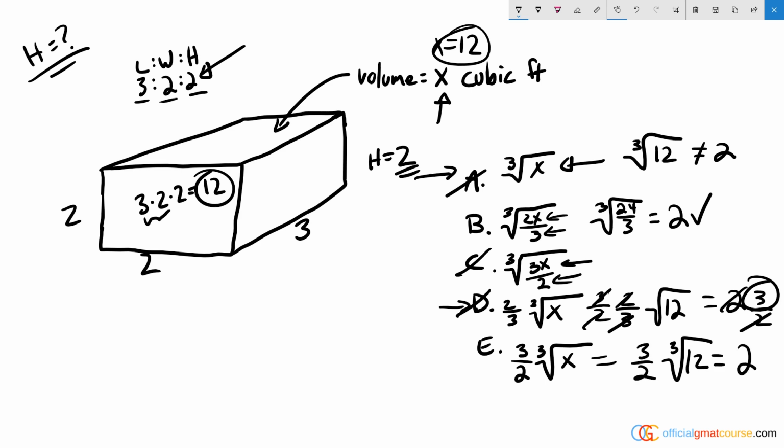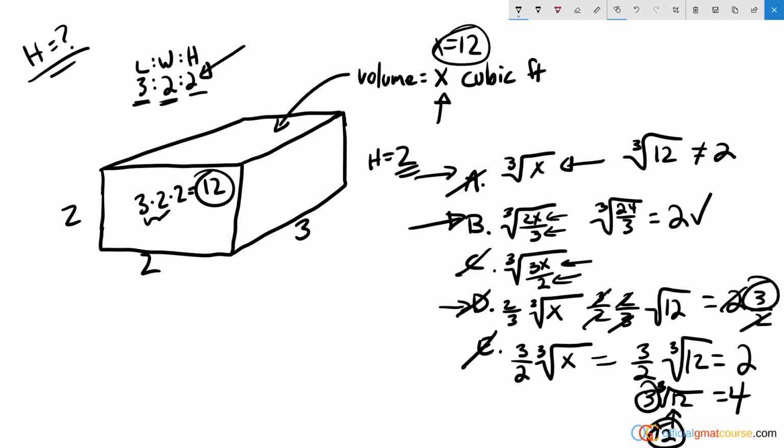Using the same logic here, the cube root of 12 times 3/2, does that equal 2? Well, that would mean that if I multiply both sides by 2, I get 3 times the cube root of 12 is equal to 4. And the cube root of 12 is bigger than 2, so this side is bigger than 6, which means it's definitely not equal to 4, and that rules this out. So picking numbers is a really good way to attack questions like this.